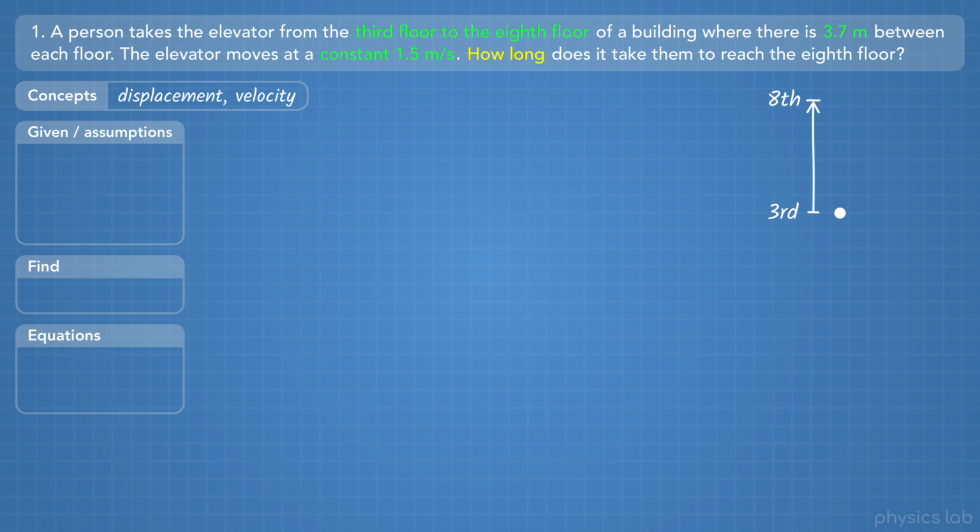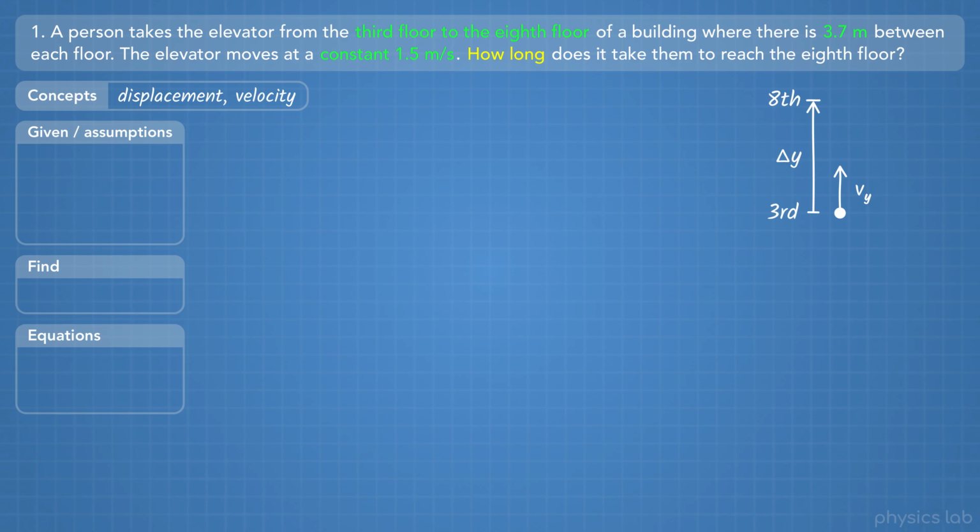Now let's label our picture with some of the information we're given. We have the starting floor and the ending floor, and the elevator is going to travel some displacement in between them. So let's label this as delta y, since we're working with the vertical direction. The elevator is moving up with a velocity of 1.5 meters per second, so let's draw a velocity vector, which is just an arrow, and label it as Vy for the velocity in the y direction.